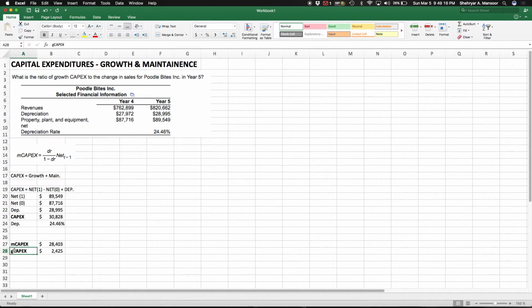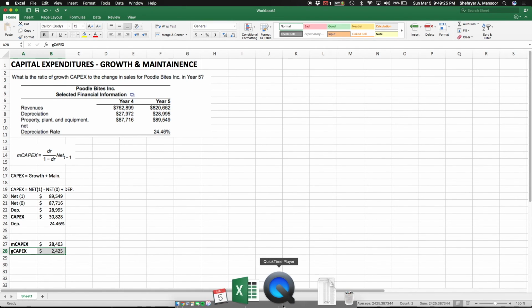So that was basically going over the first part, calculating these specific values. And in the next part of the video, I'll actually be going over how growth capex specifically can be forecasted. And that's where I'll really explain why it's important to take a ratio of growth capex to the change in sales.